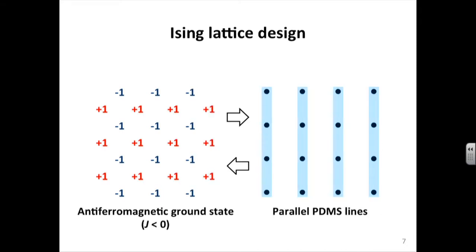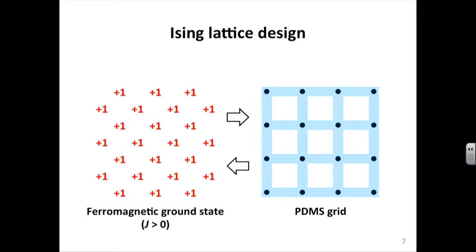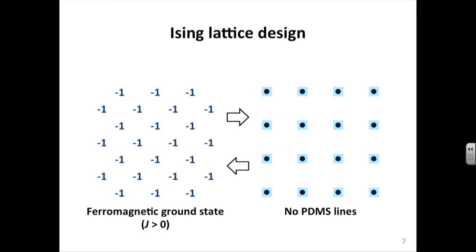Finally, we can check that antiferromagnetic interactions, or negative value of J, indeed make sense, because antiferromagnetic ground state configuration consisting of alternating +1 and -1 states map to parallel PDMS lines which are energetically favorable. On the other hand, ferromagnetic ground state configuration consisting of only +1s map to a PDMS grid, and ferromagnetic ground state configuration consisting of only -1s map to no PDMS line formation, and both structures are energetically unfavorable.